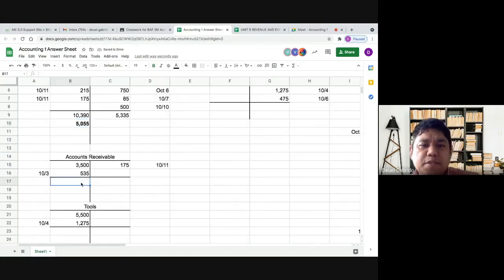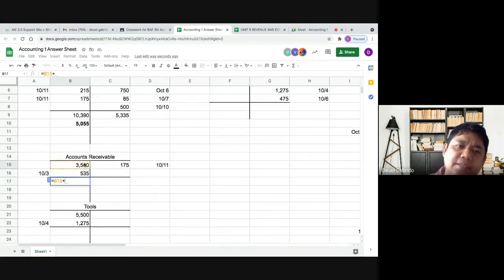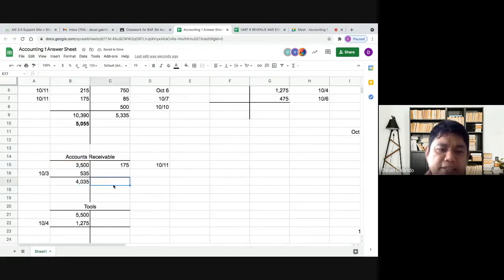And for the accounts receivable, add these two, equals this plus this. That is 4035. And then let's bring down 175 here. And after bringing that down, subtract the two. 4035 minus 175. The difference is this minus this equals this.